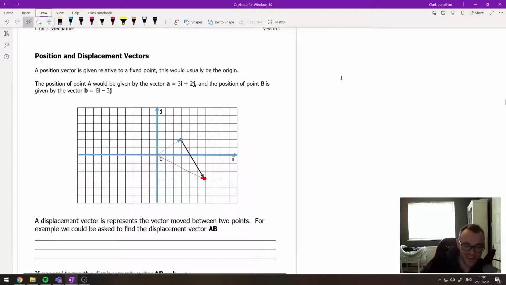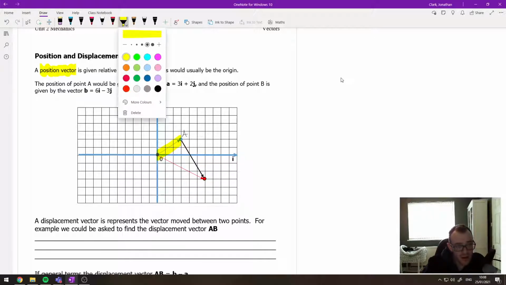Okay, hi guys. So this little video is about position and displacement vectors and the difference between the two. So a position vector just tells you where a point or where a vector goes relative to the origin. So for example, if we've got the vector A, 3i plus 2j, that's what I've got here. So if you think, compared to the origin, which is here, coordinate A is across 3 and up 2.